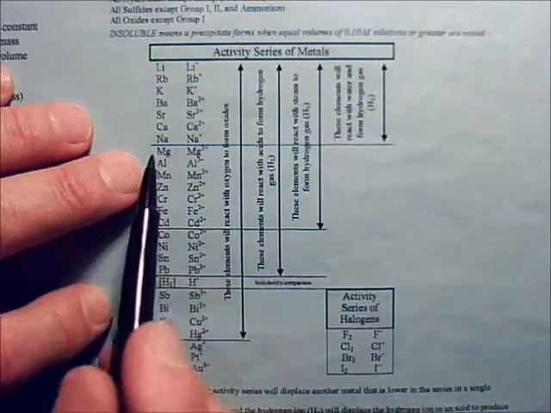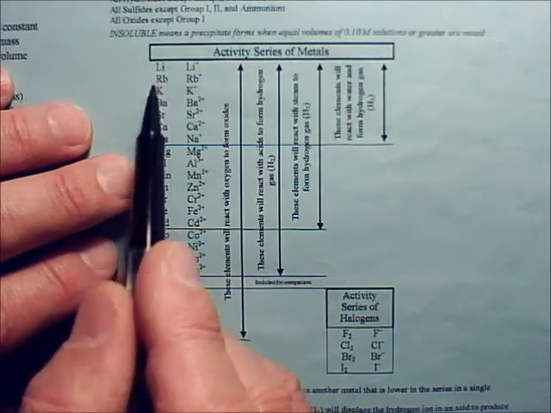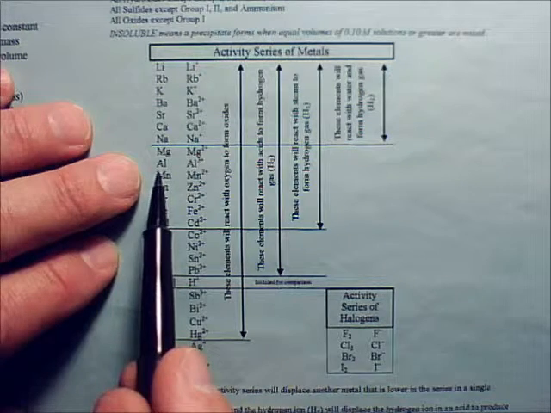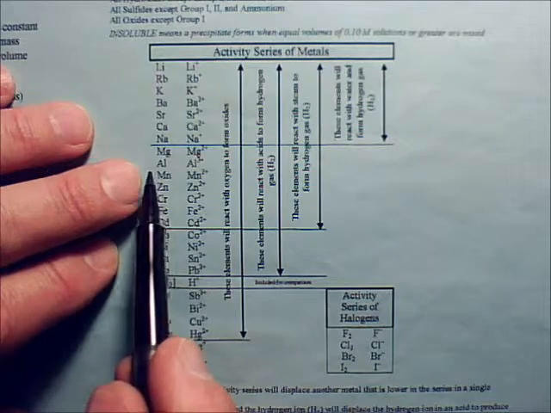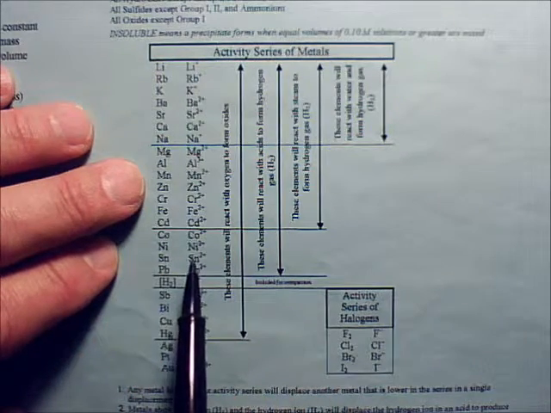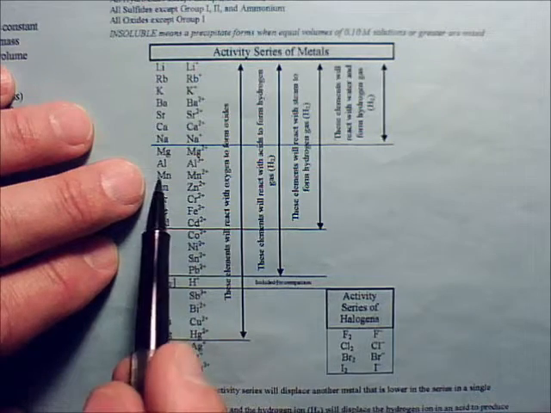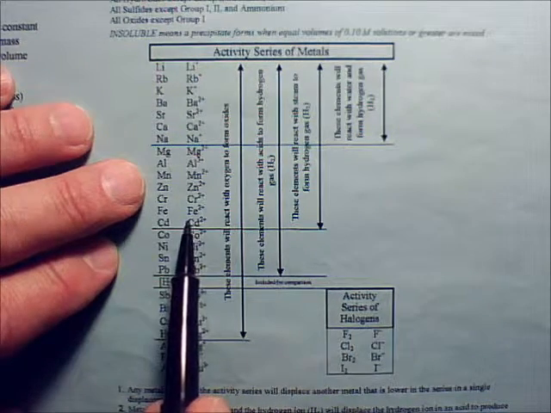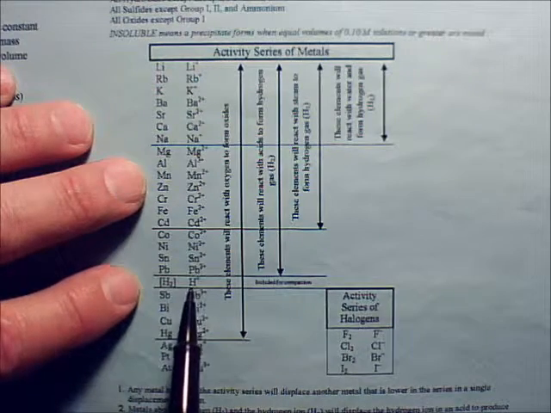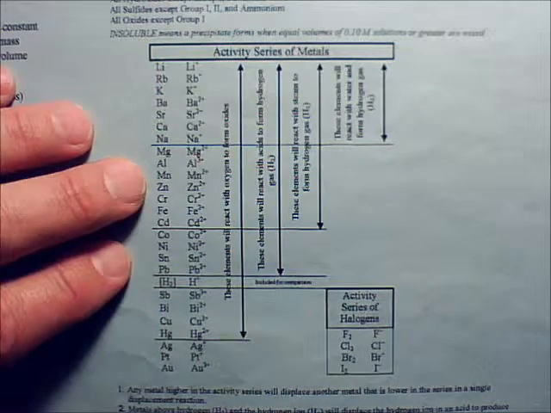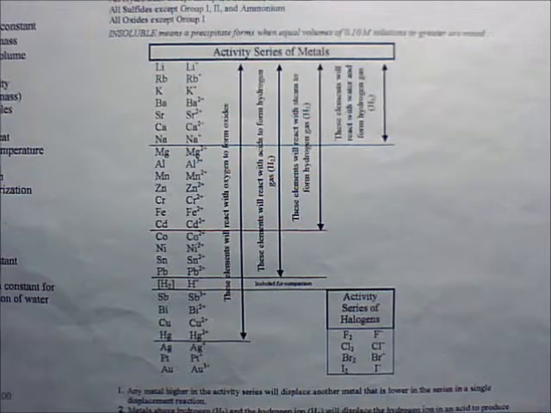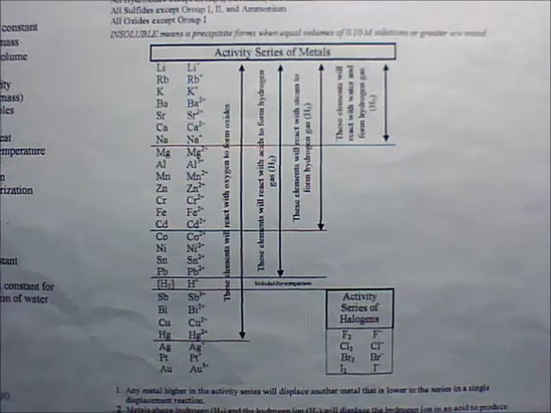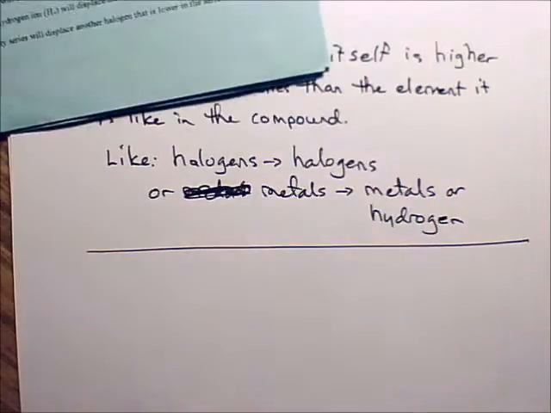So, a metal in this column, a metal here that's higher, if it's by itself in the equation, will replace a metal here in a compound, but only if the metal by itself is higher than one of the compounds. Okay? Hydrogen is also in this list, so metals can also replace hydrogen. And that's what happens when you have a metal reacting with an acid. All right? So let's take a look at some equations and see how that works.